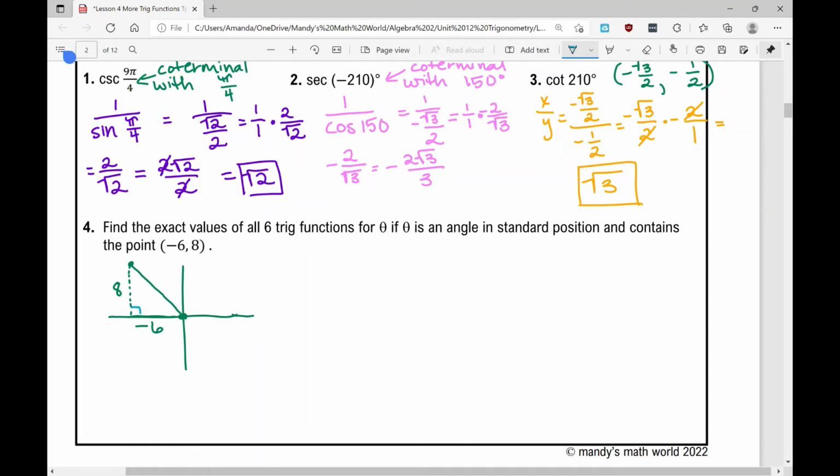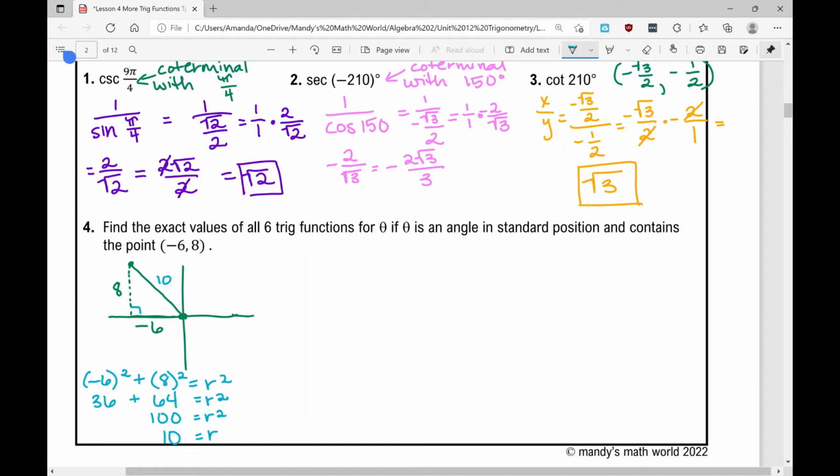A squared plus b squared equals c squared. So negative 6 squared plus 8 squared is going to be my radius squared. Negative 6 squared, that's 36. 8 squared is 64, equals r squared. That means 100 equals r squared. I take the square root of both sides, and I get the radius to be 10. So the hypotenuse, or radius, we can call it, of this triangle is 10.